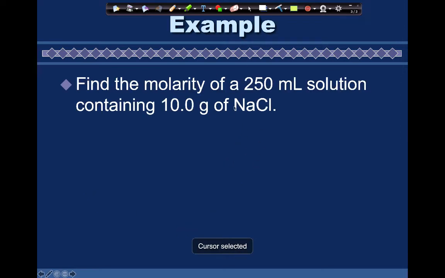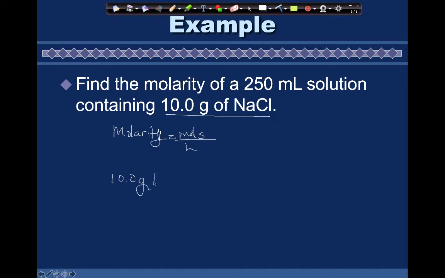All right, so let's find the molarity of a 250 milliliter solution containing 10 grams of sodium chloride. If I want molarity, well, I need moles and I need the liters of solution. I don't have moles and I have a volume, but it's not in liters. So let's go ahead and convert this into moles. So I have 10 grams of sodium chloride.